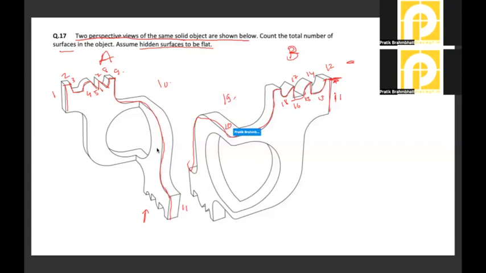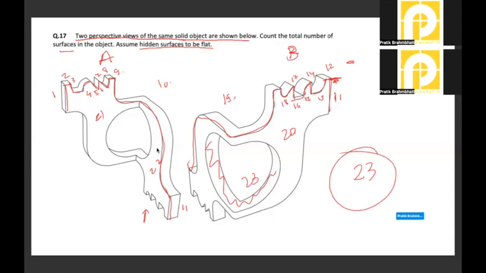This is the 20, the top part. Sorry, this is the 20. This is 21. This is 22. And this whole surface is going to be 23. So the answer is 23 surfaces.